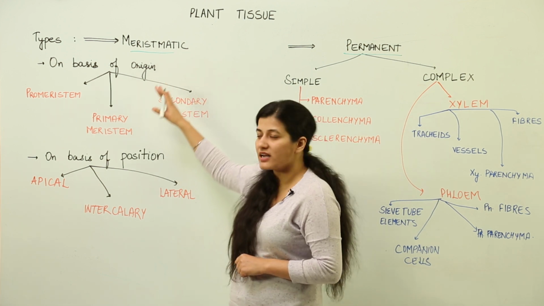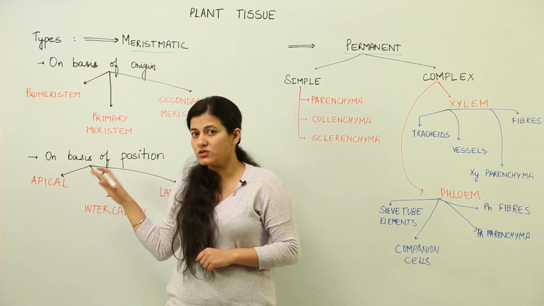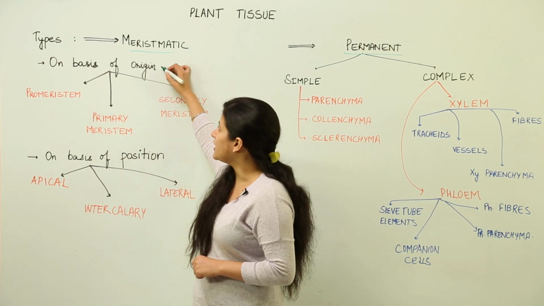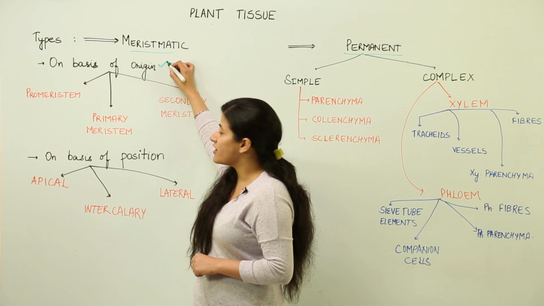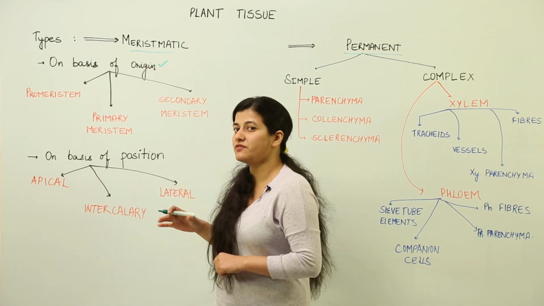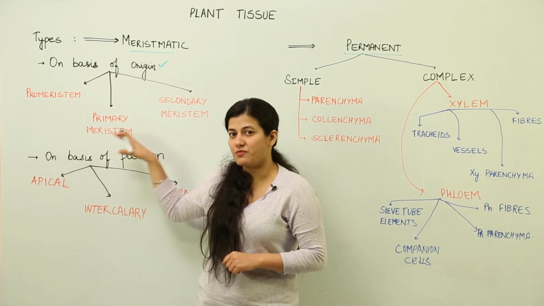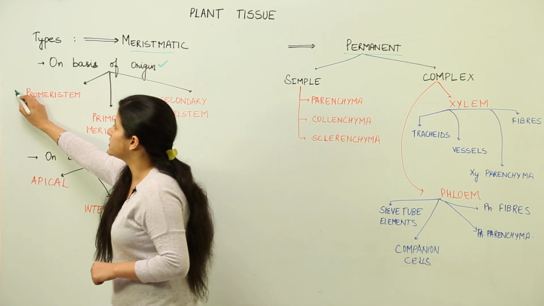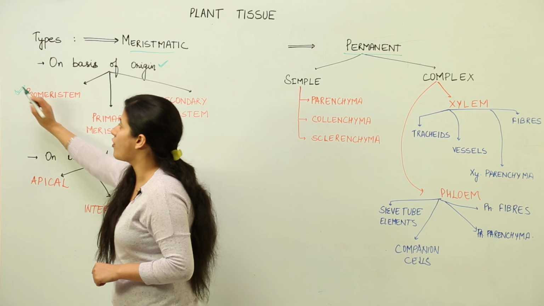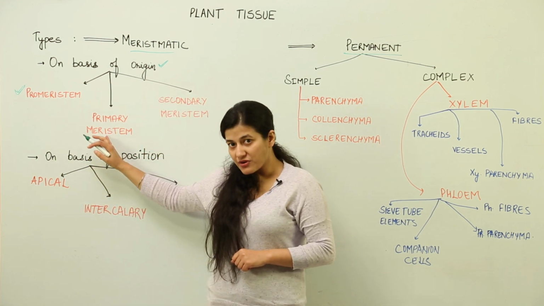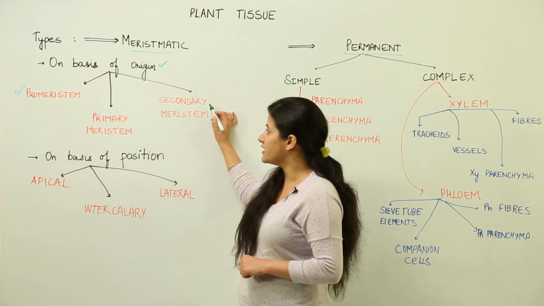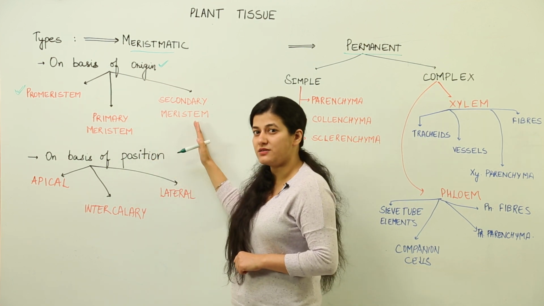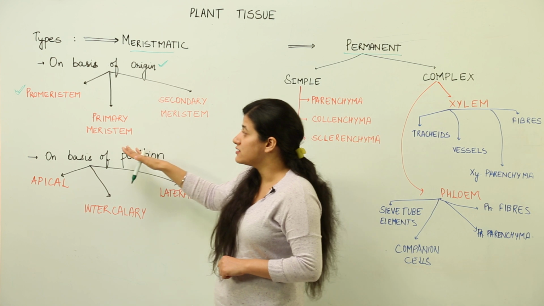We have further classification of meristematic tissues on two bases. First being the origin, that means from where they have originated. On basis of that, we have three types of meristems. One is promeristem. Pro means first, as you know, so this is the first formed meristem. Then is the primary meristem and the third one is the secondary meristem. These three types of meristems are classified on the basis of origin.